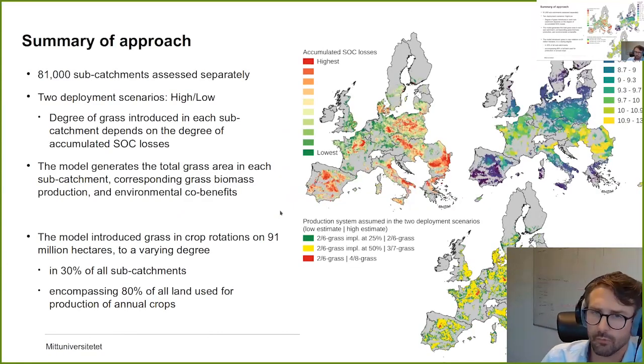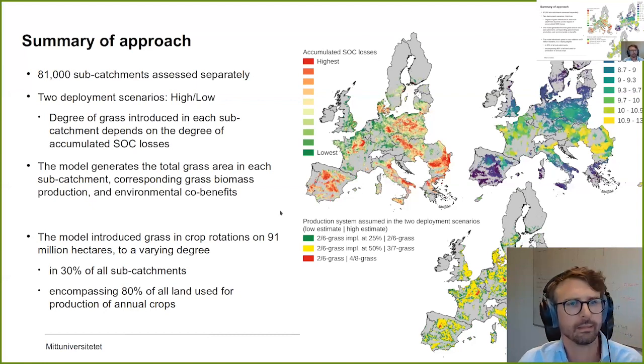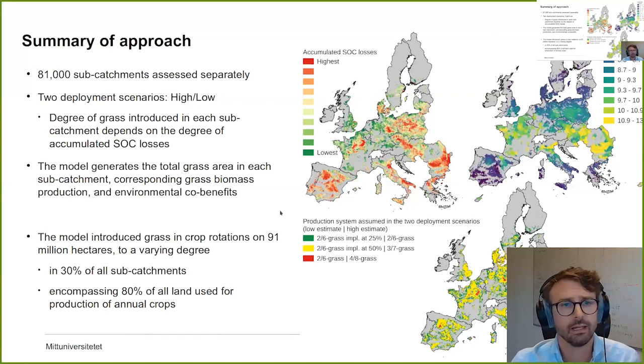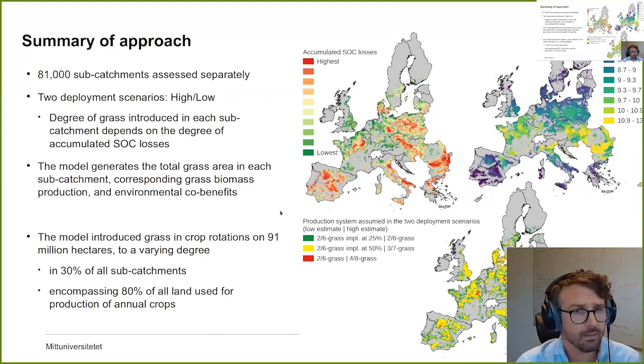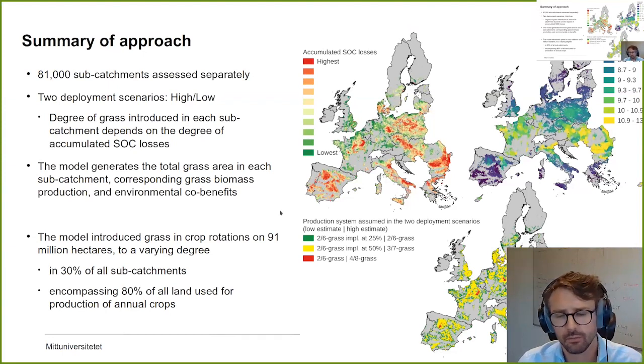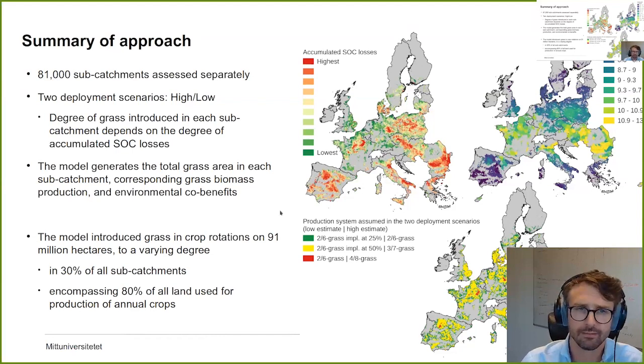And here's a slide with an awful lot of information, so we will go through it slowly. What we did was to look at the sub-catchment level. We looked at 81,000 sub-catchments across the EU and UK and assessed them separately. And we had two deployments, because we wanted to understand what a widespread deployment could look like if we introduce this on a large scale. So we had two scenarios, a high estimate and a low estimate. And in each landscape, we looked at the current situation when it comes to soil organic carbon. If we have large accumulated soil organic carbon losses in the landscape, our model introduces grass to a larger extent into the crop rotation.